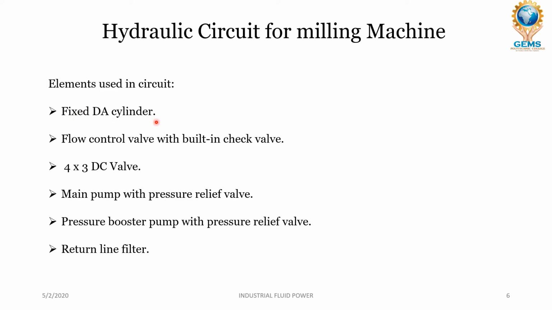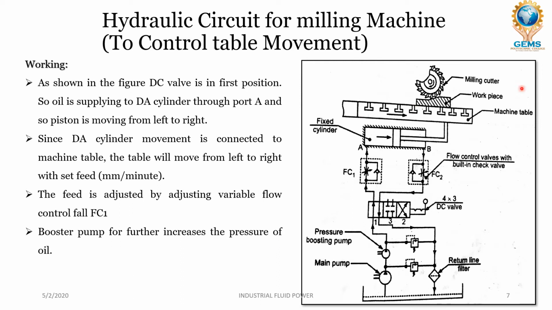Fixed DA cylinder, that is a fixed double acting cylinder, a flow control valve with built-in check valve, a 4 by 3 direction control valve, a main pump with pressure relief valve, a pressure booster pump with pressure relief valve, and a return line filter. This is the normal hydraulic circuit used for a milling machine, which is used to control the table movement only. This is the table and this is the milling cutter. The milling cutter will rotate, and we are going to move the table with the help of the actuator, that is a double acting cylinder.